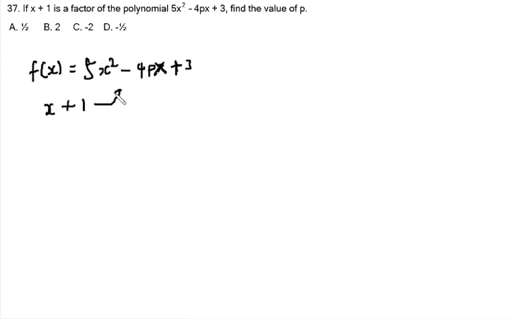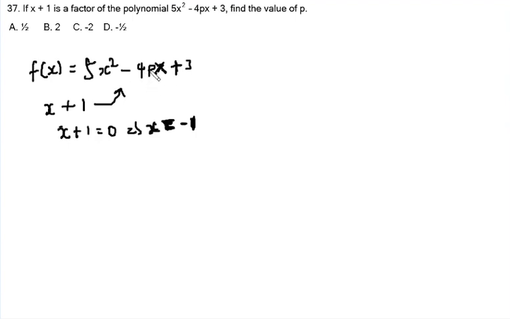Okay, so if x plus 1 is a factor of this polynomial, that means x plus 1 equals 0, and this implies that x is equal to minus 1. This means that x equals minus 1 is a 0 for this polynomial. So if x equals minus 1 is a 0 for this polynomial, plug it into the polynomial.